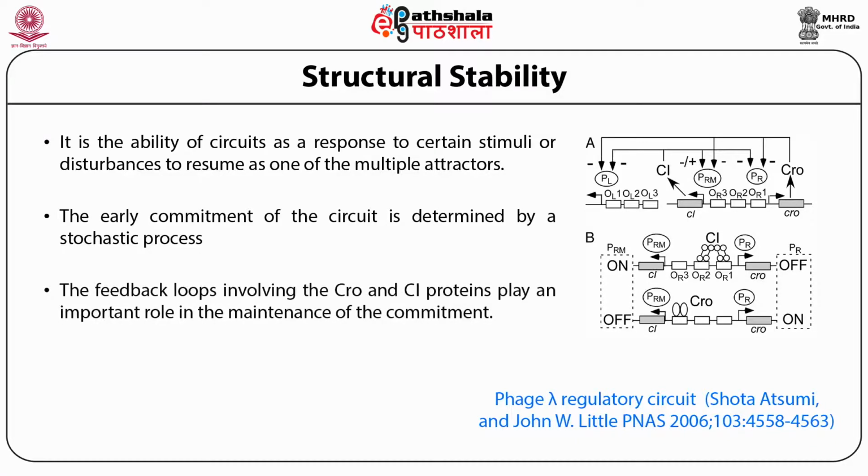The feedback loops involving CRO and CI proteins play an important role in the maintenance of the commitment. So the early commitment is stochastic here. Once it is committed, the CRO protein and the CI protein maintain the commitment.